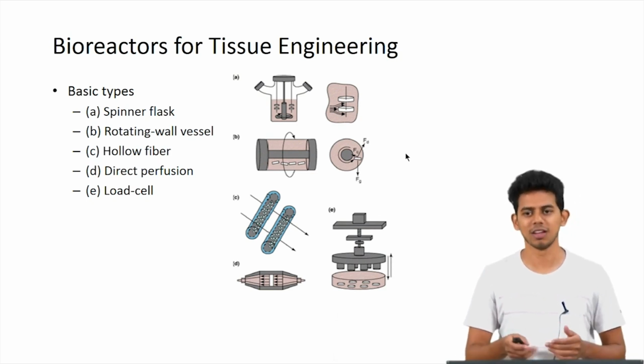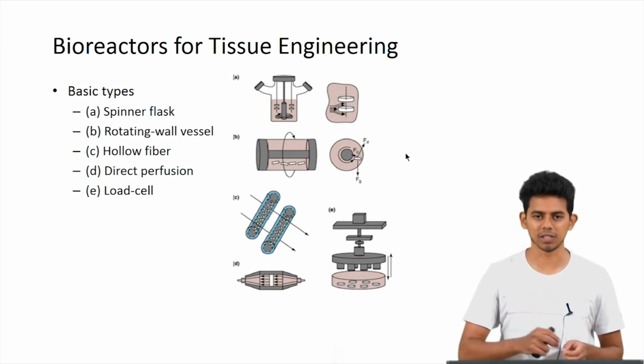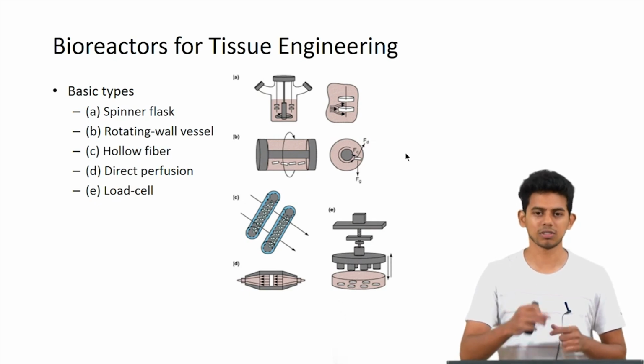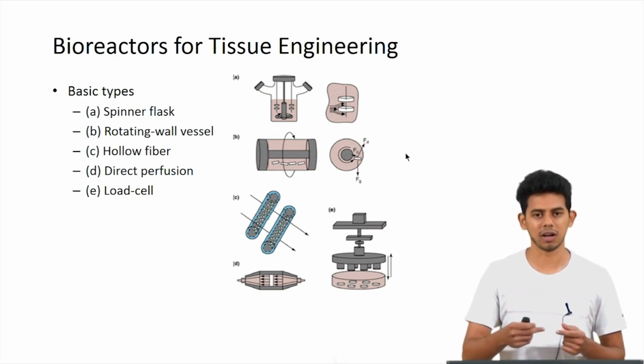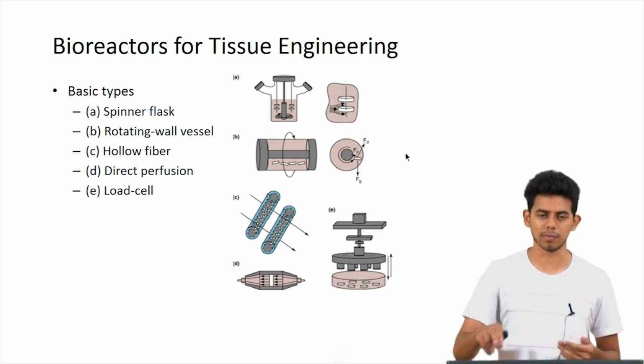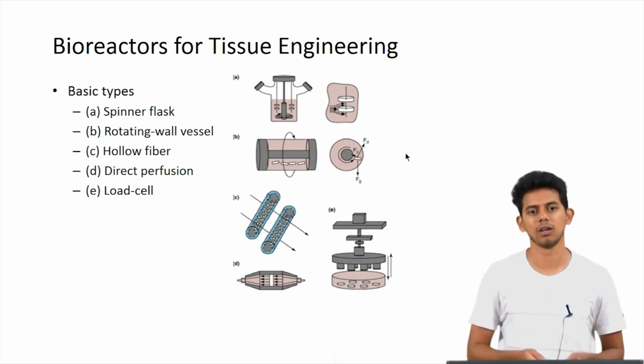Then hollow fibers. These hollow fibers have capillaries which run through them carrying the media, and the media can actually diffuse outside, and on the outer surface of these capillary tubes there are cells which are seeded on it. The spent media is then taken out and it can be recycled and circulated again.